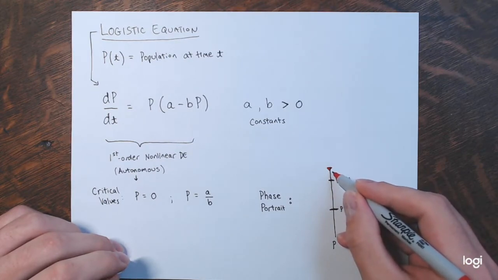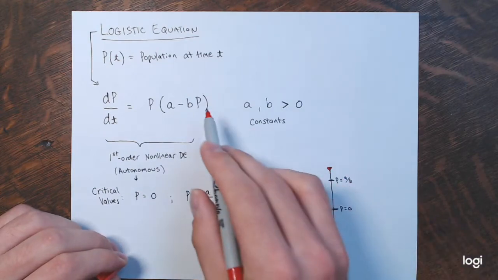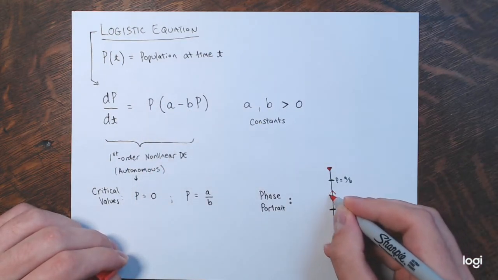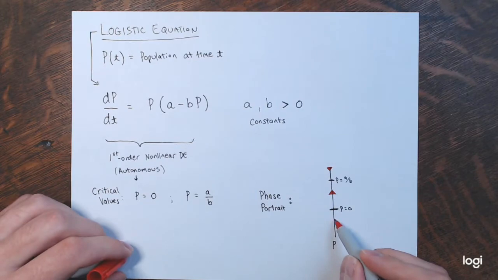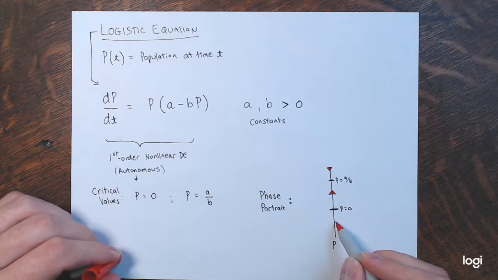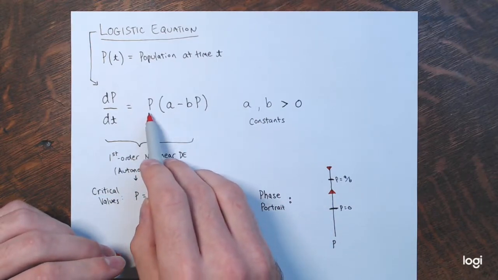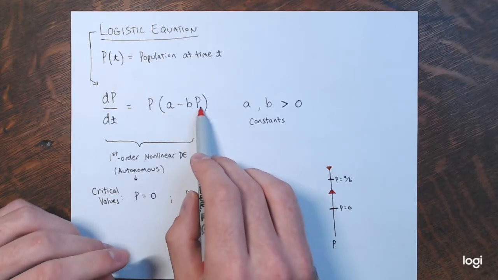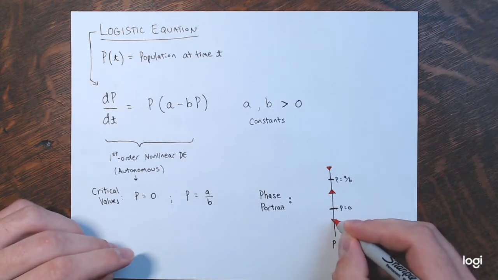Functions up here will be decreasing. Between, say I put half of A over B, you'd have positive derivatives in this band, so functions would be increasing. And if I were to plug in a value of P less than 0, then P would be negative, and A minus BP would be minus a negative, or a positive. You have a negative times a positive, so you'd have a negative result for dP/dt.